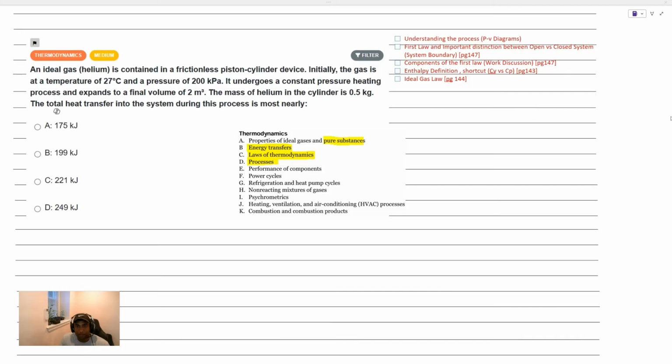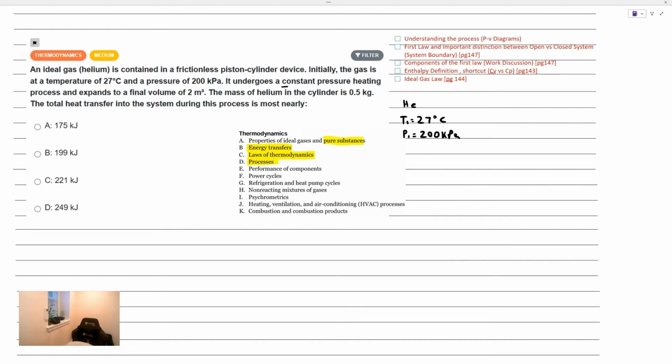Choice B. In this problem, we have an ideal gas, said to be helium. It's contained in a frictionless piston cylinder device. Initially, the gas is at initial state 1, at a temperature equal to 27 degrees Celsius and a pressure, P1, equal to 200 kilopascals.